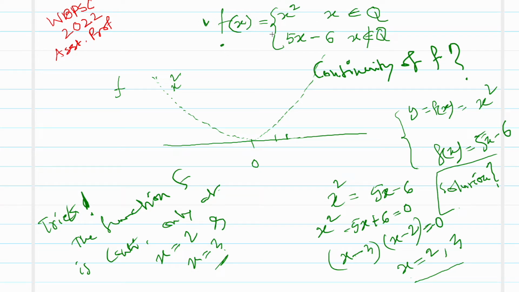In general, if it is given like this, with x belongs to rational something, x belongs to irrational something, you have to draw the graphs. If there is an intersection, then only at that point or those points the function will be continuous, otherwise the function will not be continuous. Why? Because if you just look at the intersection point, so let's draw this somehow here. Suppose some intersection point here.